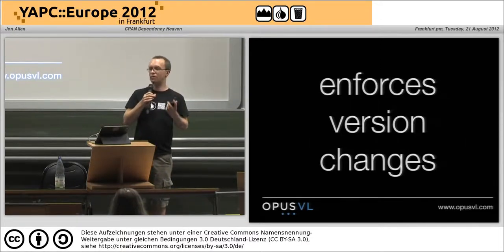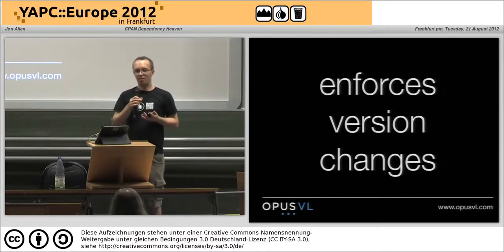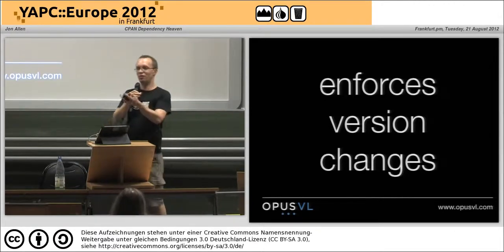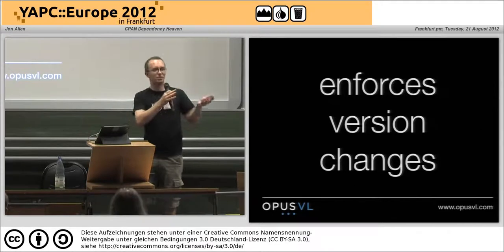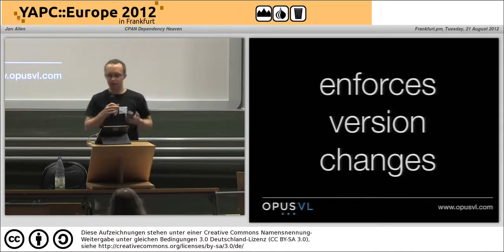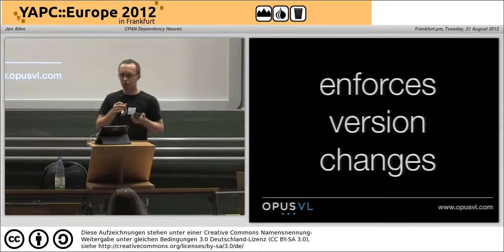You have to bump the version number. And I think that behavior is really, really valuable. It just prevents so many little mistakes. You're using version 1.23 and somebody else is using version 1.23. You want to know that they're identical. So CPAN MiniInject REST also enforces version changes.